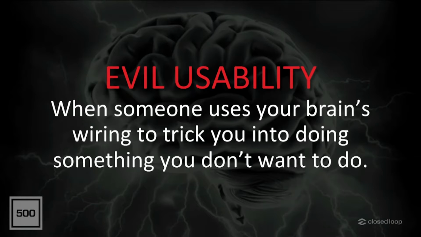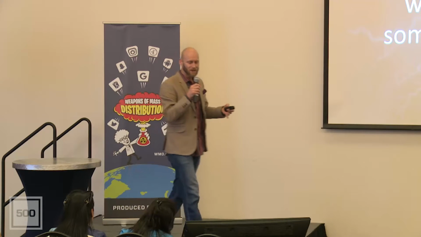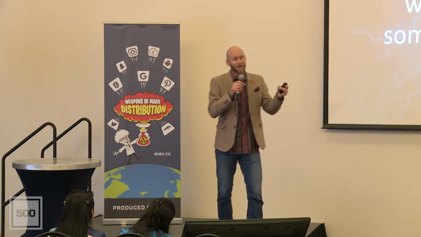I'm defining it simply as when someone uses your brain's wiring to trick you into doing something you don't want to do. Keyword there is trick. And in this definition, I see it as kind of like assault, right? With assault, it's not intent that matters, it's whether the aggrieved person perceives that they're being threatened. Likewise, I think with evil usability, if someone thinks they're being tricked, that's the trigger. It doesn't have anything to do with your intent necessarily.